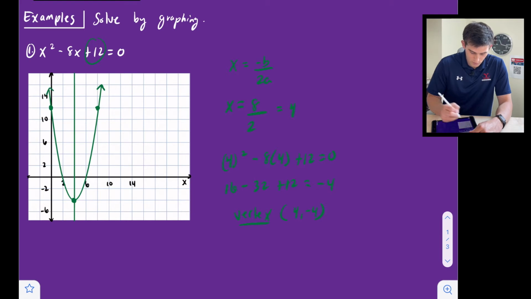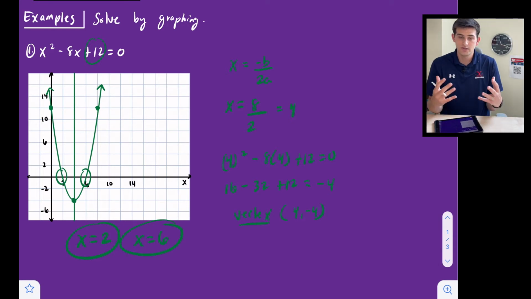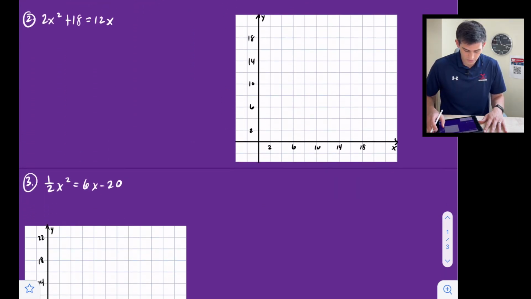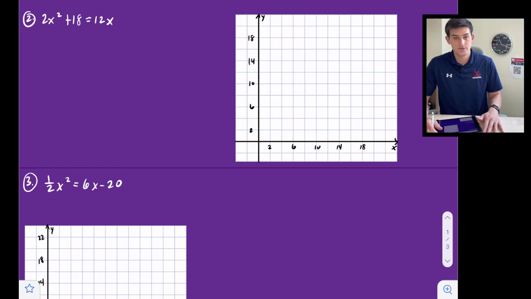So now we're just seeing where does this graph cross the x-axis, and we have an x-intercept at 2 and an x-intercept at 6. So we're going to say x is equal to 2 and x is equal to 6. So those are my two solutions to x squared minus 8x plus 12. All right, now let's look at number 2, and we got number 3 here at the bottom. So we'll focus on number 2 right now.